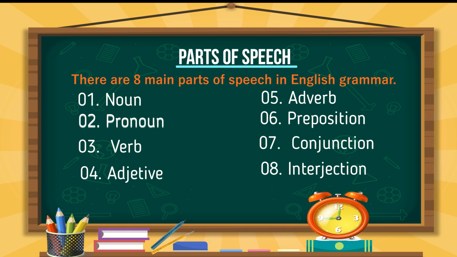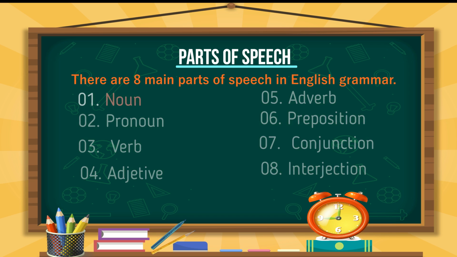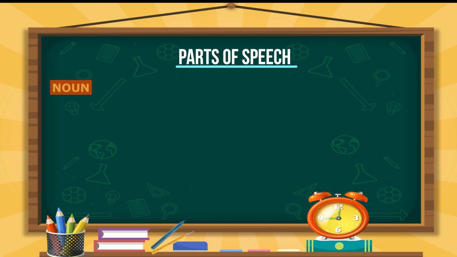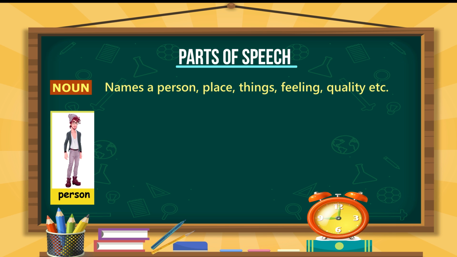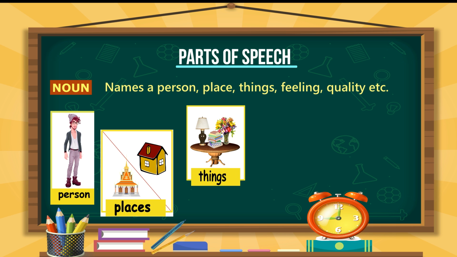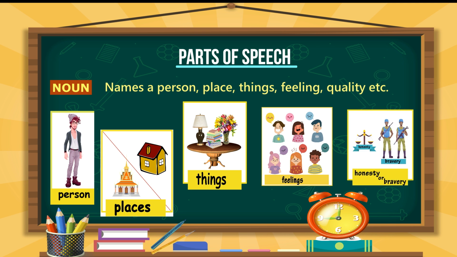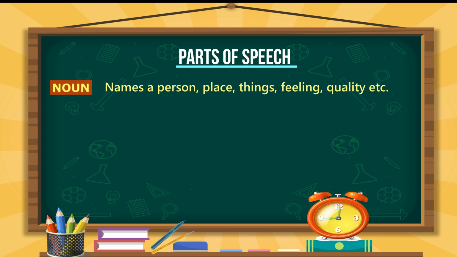Let's start with the easiest one, noun. For noun, all you need to remember is nouns are names of a person, place, things, feelings, quality, anything. If it is a name, it has to be a noun. For example, Darsh is a name of a person. So, this is a noun.